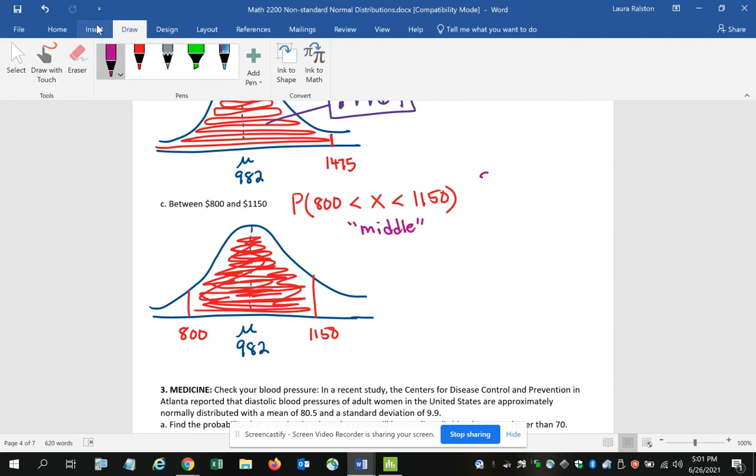Again, we're looking for the probability, so our shaded area is defined by the X value. In this scenario, however, you have two X values, 800 and 1150. So you're going to have an X sub 1 and an X sub 2. You have to enter both numbers because you have to tell it the beginning and the end. So I'm going out to Minitab.